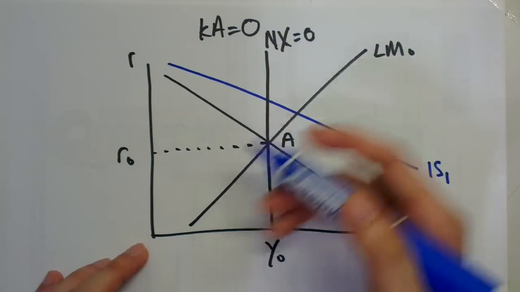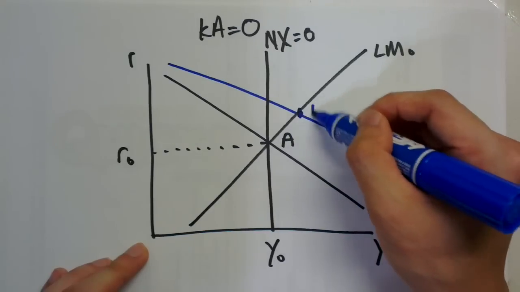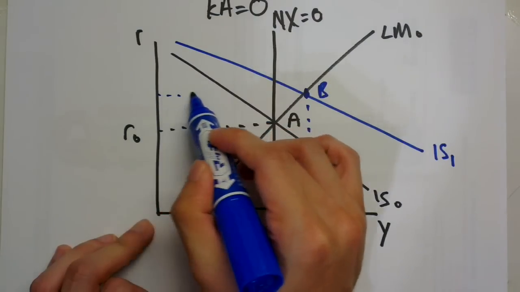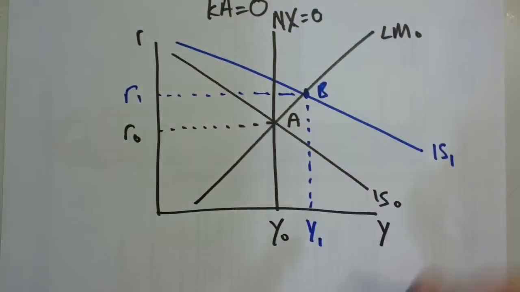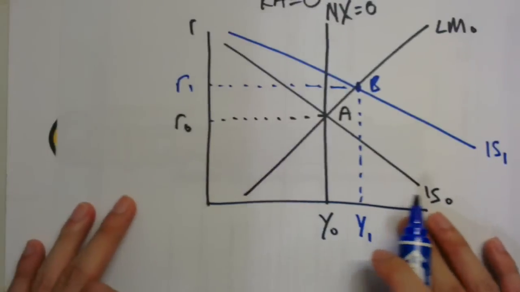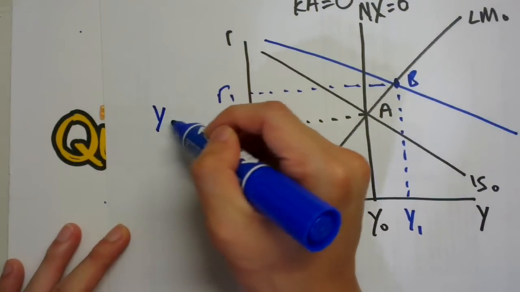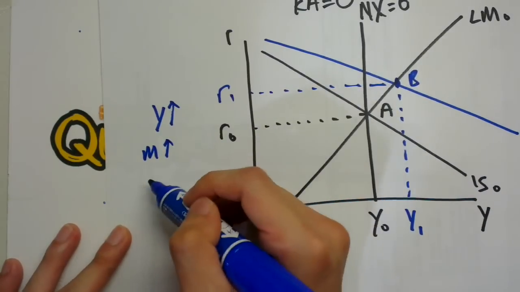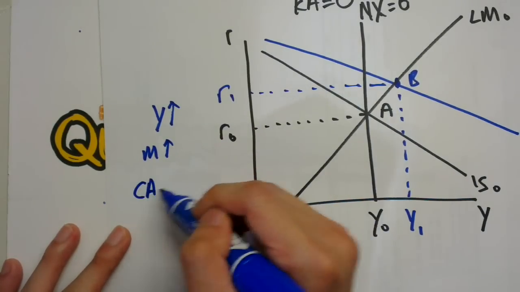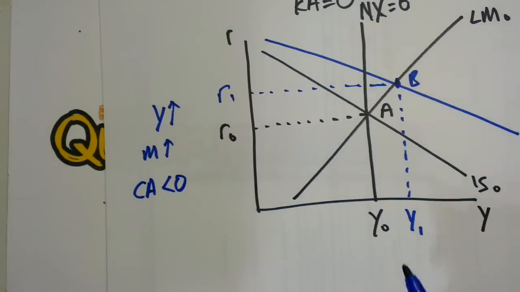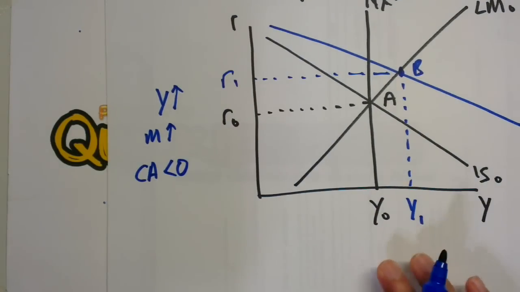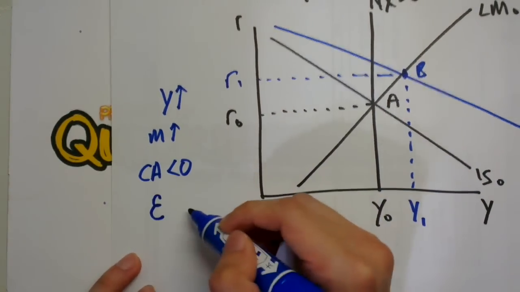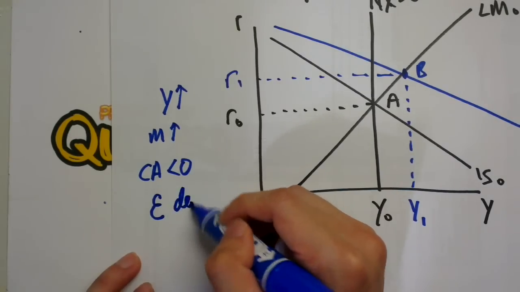So the economy moves from point A to point B. My new equilibrium output is Y1. Interest rates have risen to R1 in the short run. So what has happened right here? We see that output has increased. When output is increased, you know that my imports are going to increase. And when my imports increase, my current account is going to be less than 0, because your current account is your exports less your imports, right? So when my current account is in deficit, I'm going to see that my real exchange rate is expected to depreciate, right?